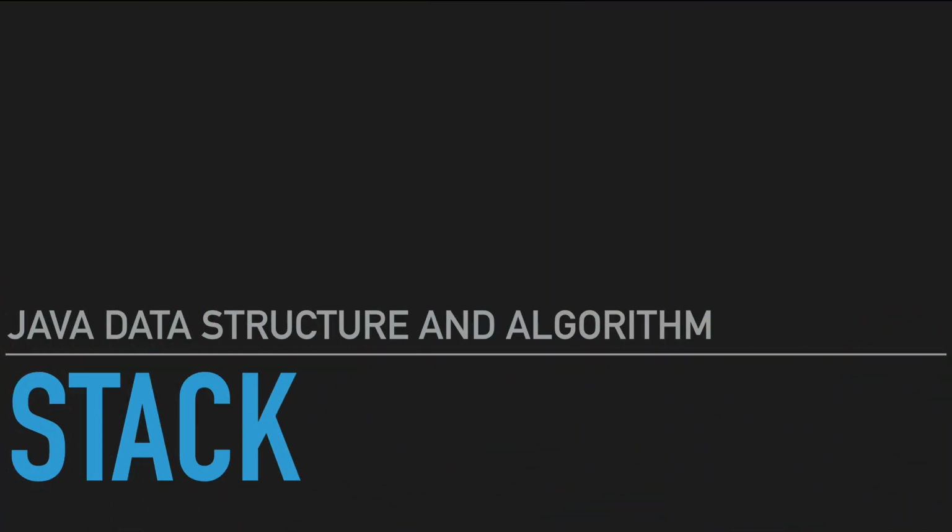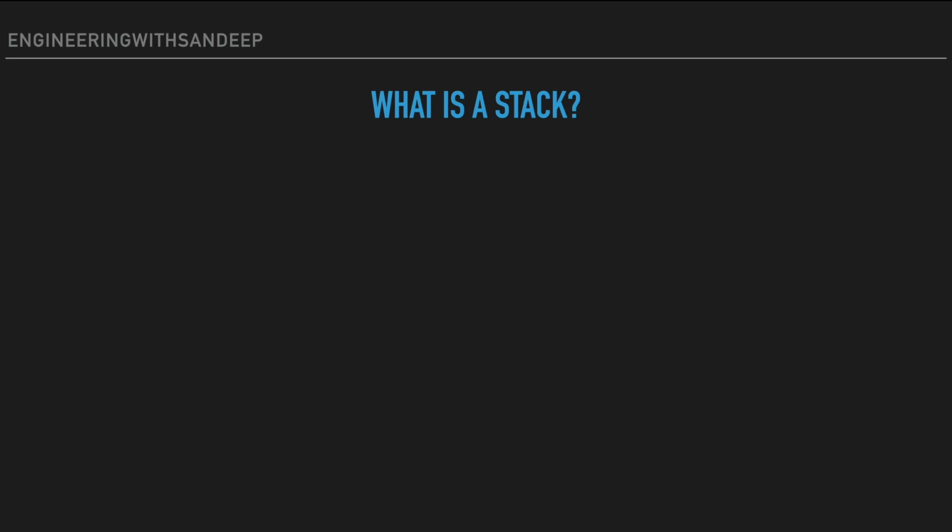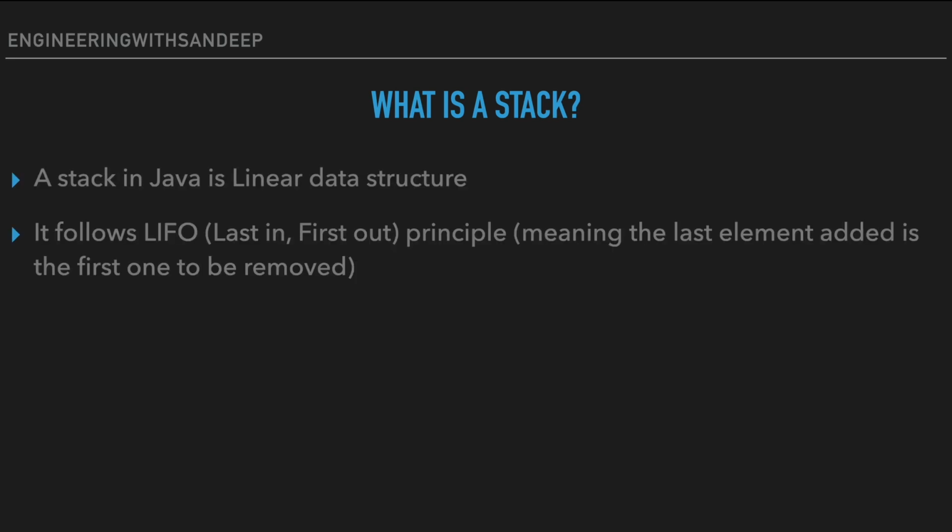Hello everybody, welcome back. In today's topic, we'll be discussing the stack data structure in Java. So what is a stack? A stack in Java is a linear data structure and it follows the last in first out principle. In short, the LIFO principle, meaning the last element added is the first one to be removed.